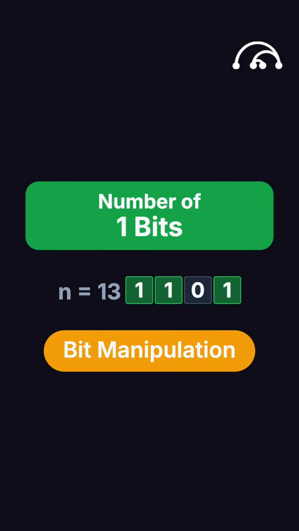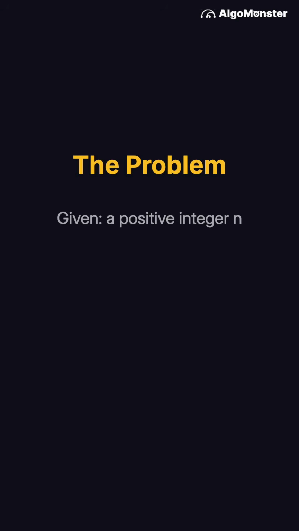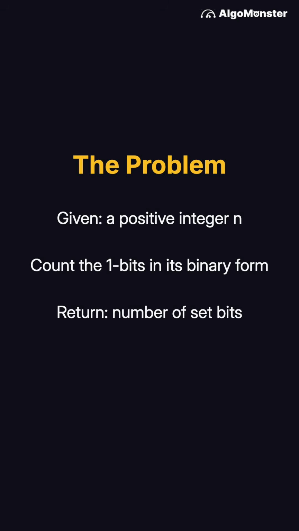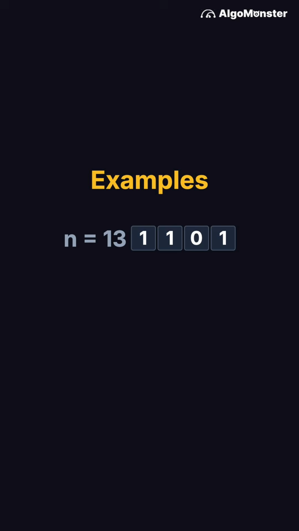Alright, LeetCode 191, number of 1 bits. You're given a positive integer n. Count how many ones appear in its binary representation. That's the whole problem. Just count the set bits. For example, 13 in binary is 1101. 3 of those digits are 1s, so the answer is 3.